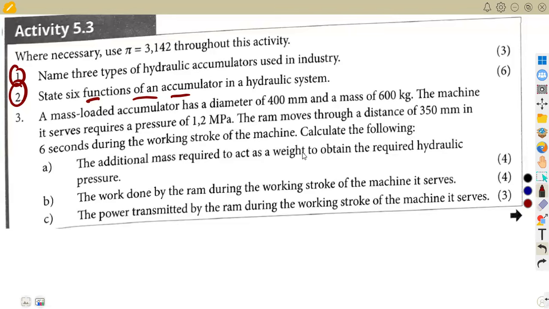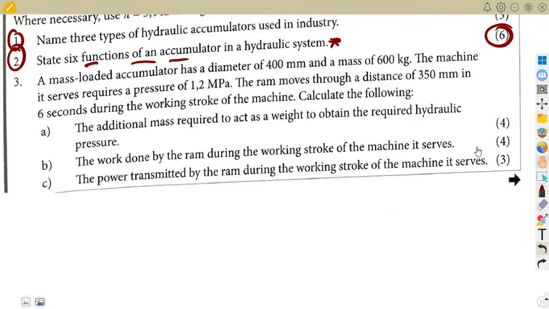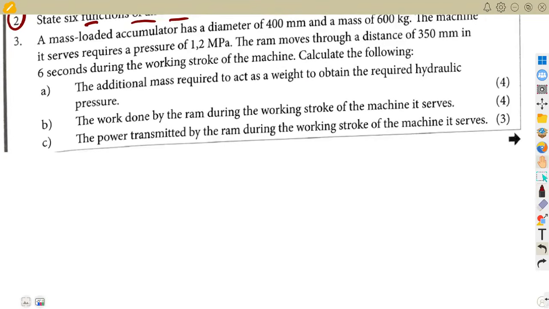It can also act as a hydraulic shock absorber. It may be used as a primary power source for small hydraulic systems. So there are so many. I just want you to go through and list them and also check through the questions. I also listed these ones. I want us to focus on this question.